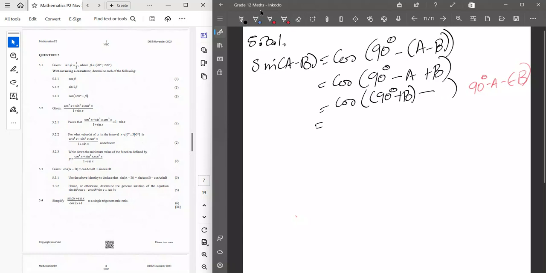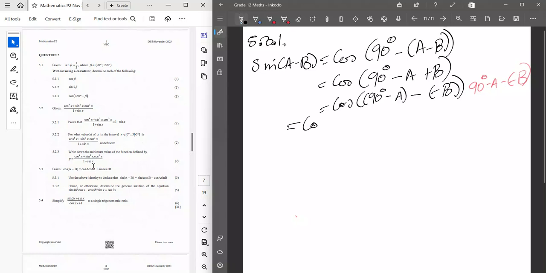But let's try this. Let me use this one. In fact, this one seems better. So we'll say this is cos(90 degrees minus A) minus B. This is better. Even the one that I chose is okay. So now let's go. This one, let's see.